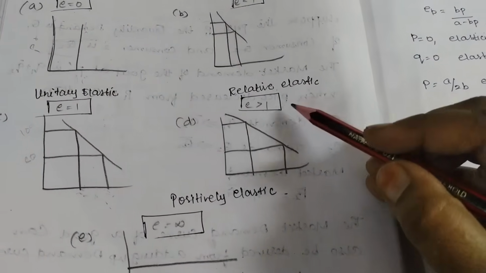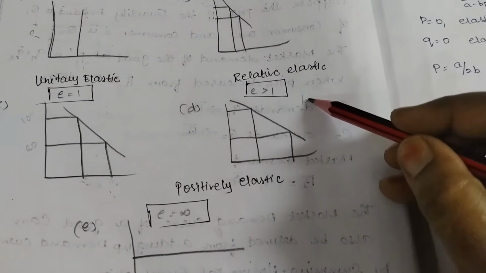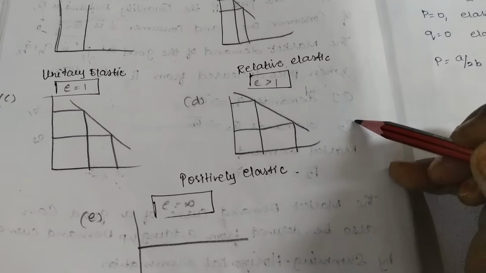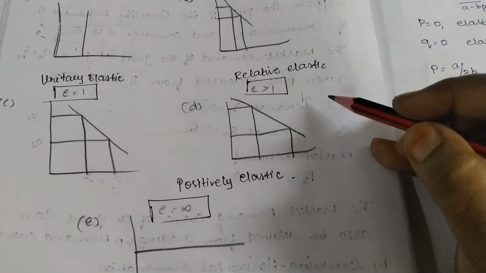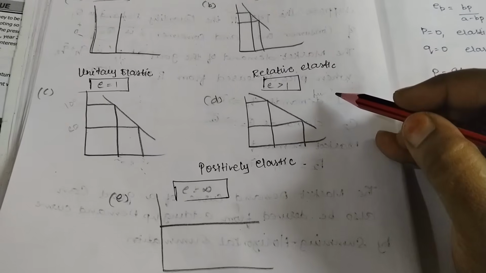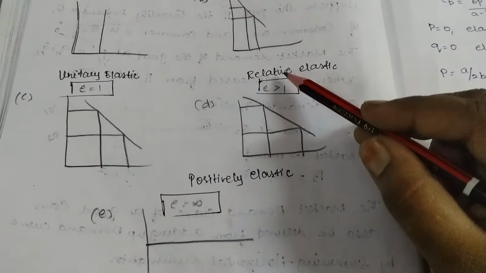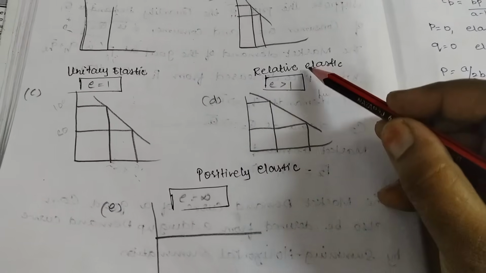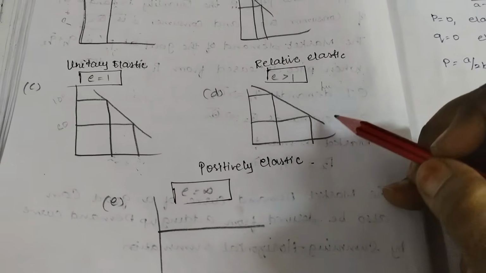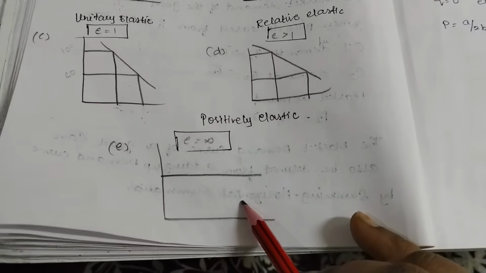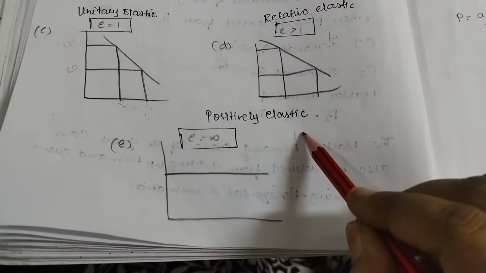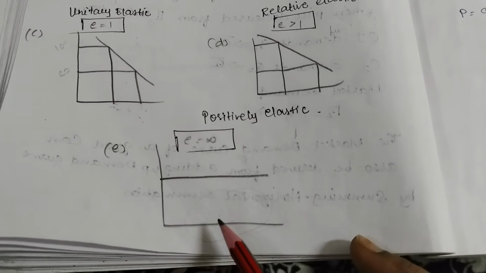Relatively elastic means, yes, this is for luxury items like a change in gold price or anything. If the iPhone price is very low today, then they will have a great response. They will immediately go and purchase. So this is called relatively elastic demand. So this is perfectly elastic. Any change in price will lead to a great change in the quantity. So that is why it is called elasticity equals infinity.